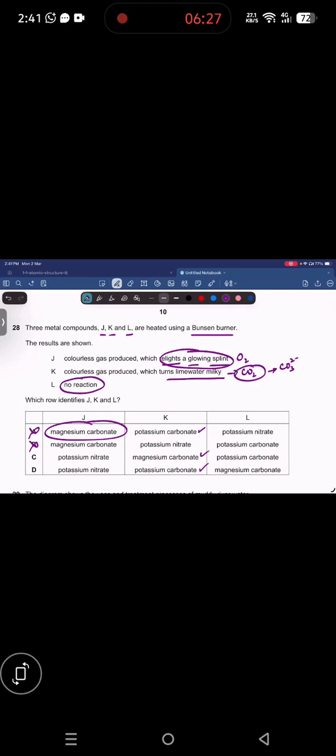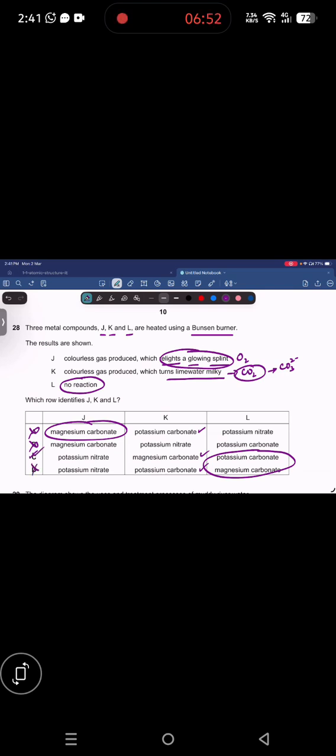Nitrate is present in both and carbonate is present in both for K. Now for L, the potassium carbonate and the magnesium carbonate, we have to work on these two. The potassium carbonate is a stable carbonate and the magnesium carbonate is not a stable carbonate. So C is the correct answer and D is not the correct answer.